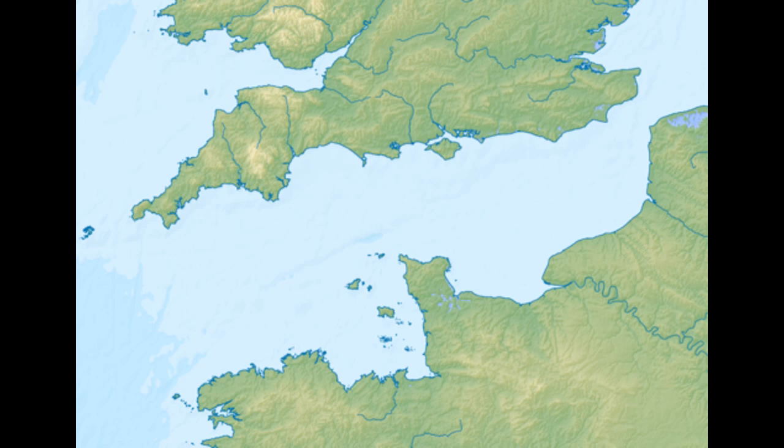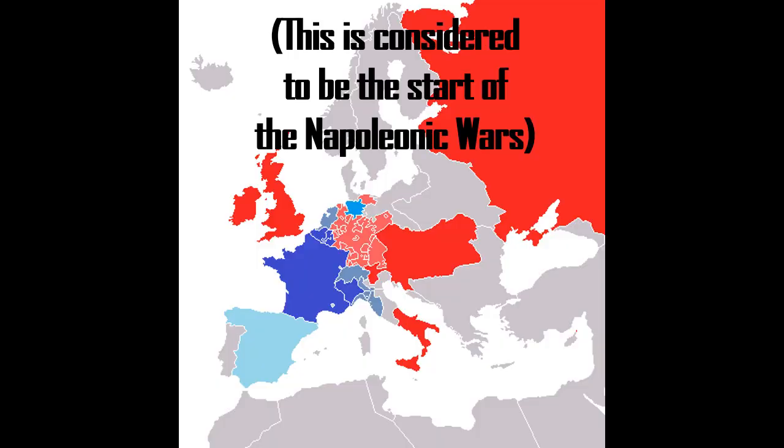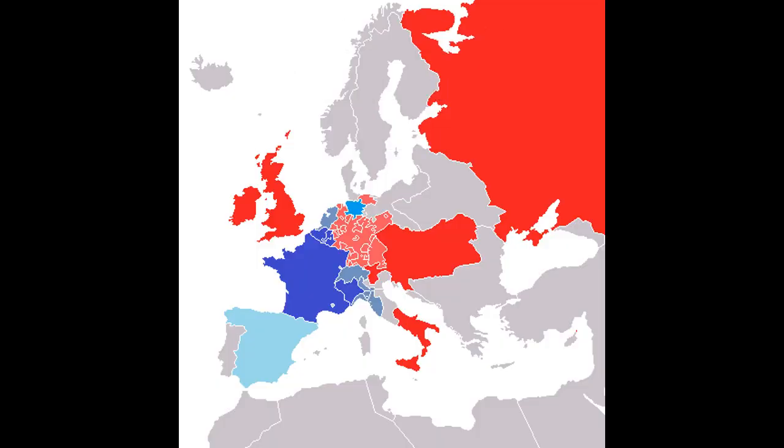Not thinking First Consul was a powerful enough position, on the 2nd of December, 1804, Napoleon had himself and his wife crowned Emperor and Empress. During late 1803 to early 1804, countries around Europe prepared to go to war against Napoleon for a third time. Europe was at war once again.